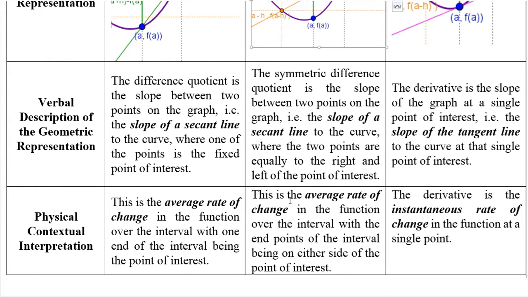So the difference quotient and symmetric difference quotient are both average rates of change in the function over the interval. The difference is, of course, that for the difference quotient, the interval has one end of it being the point of interest, whereas the interval for the symmetric difference quotient goes on either side of the point of interest, so it is horizontally symmetric. The derivative is the instantaneous rate of change in the function at a single point.